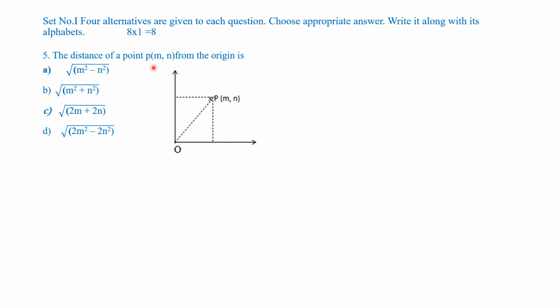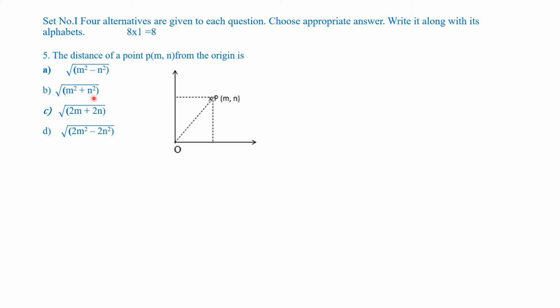Please examine this figure. He is asking the distance of a point P from the origin. This is the origin, this is the x-axis and this is the y-axis. The vertical line is the y-axis and the coordinates are given as P (m, n). m indicates x and n indicates y. That is the measure on the y-axis and x-axis. So the distance is given by x square plus y square, or in this particular problem m square plus n square.